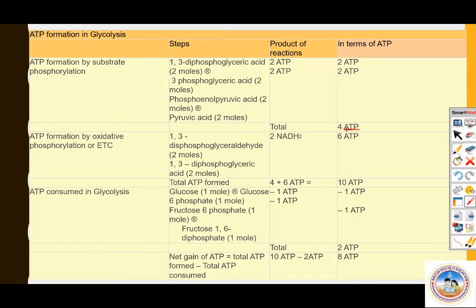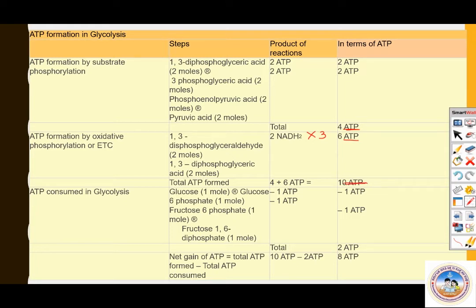Similarly, ATP formation in oxidative ETC: in total, how many NADH do you have? 2. Always remember, to produce ATP from 2 NADH, it will be multiplied with 3, so that you will get 6. Am I clear to you? Next, 6 plus 4, totally you got how many ATP? 10 ATP. Am I clear to you?